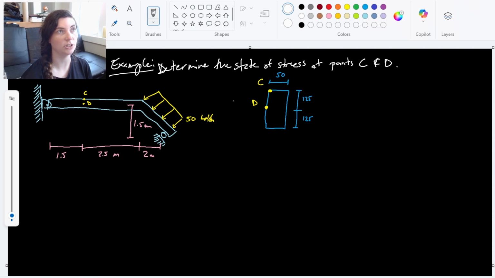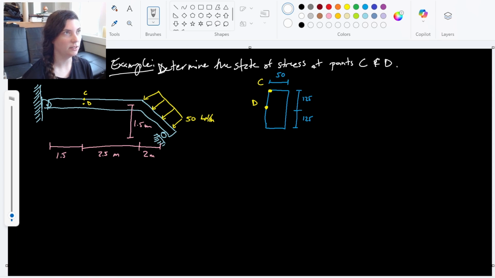So here's our cross-section of our beam. It's a 50 by 250 millimeter cross-section. And then we're given this load diagram over on the left side. As you can see, our point CD happens 1.5 meters from this pin over on the left, and then it goes through this angle.